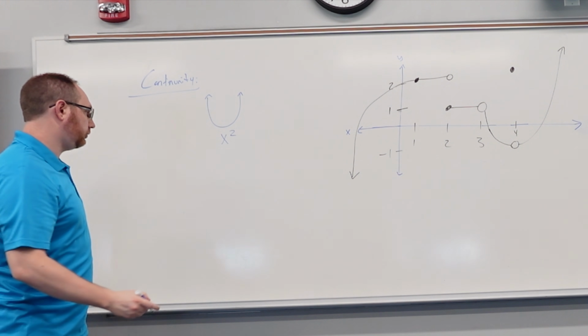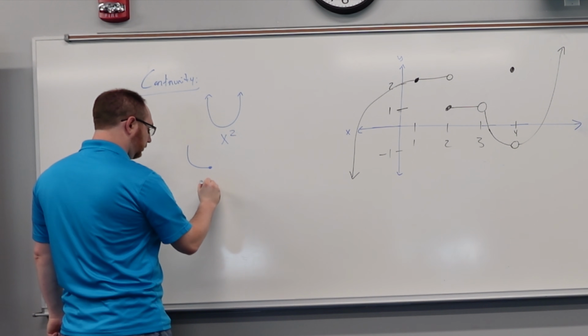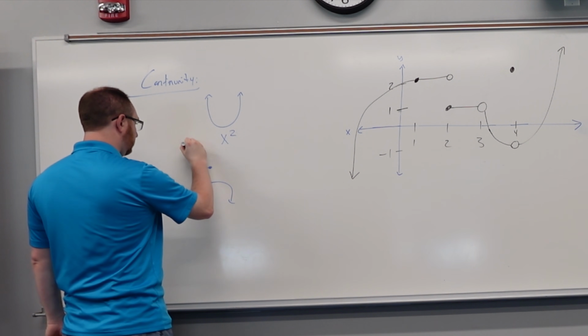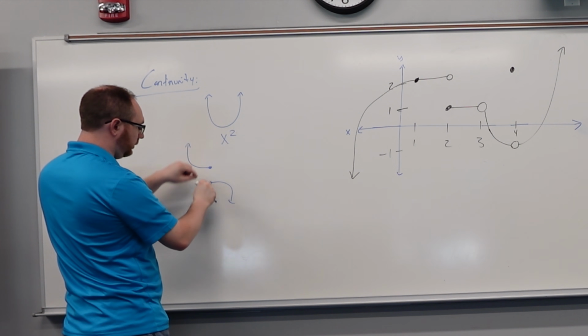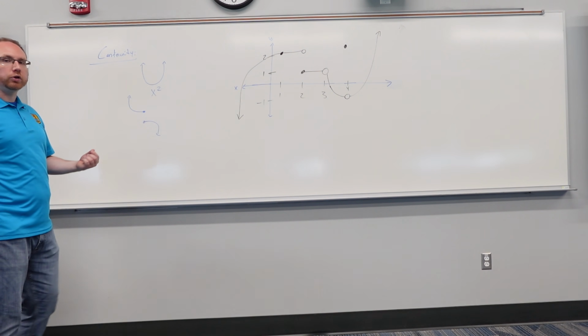Something that would cause us a problem would be if we had to go along like this. Say that it jumps down here and then it goes down like that. This is going to be a problem because we had to jump. Anytime you had to pick up your pen or pencil, it's going to violate continuity. But continuity actually has rules we could check.